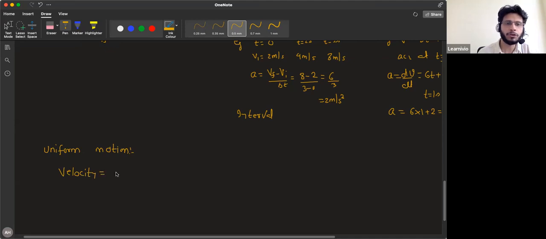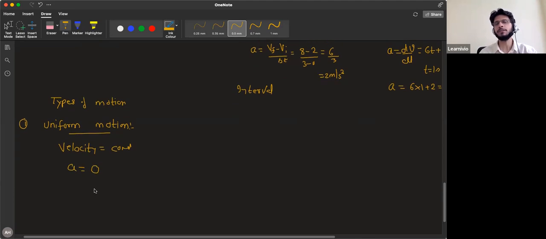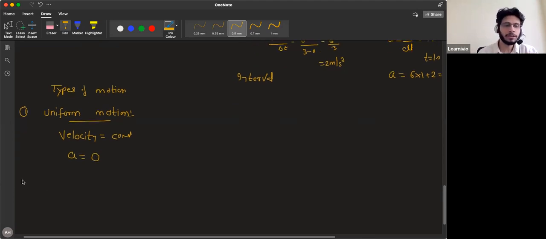Only if velocity is constant, then what about acceleration? So 0. So types of motion. First is uniform motion. Uniform motion means your velocity is constant. If your velocity is constant, that means acceleration is 0. We'll have acceleration only if velocity will change. Second is uniformly accelerated motion.